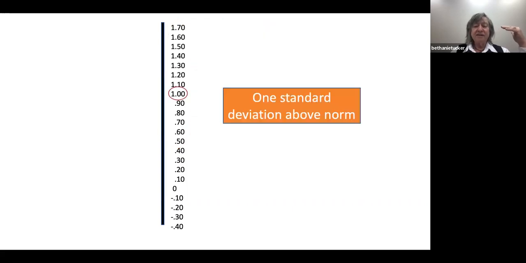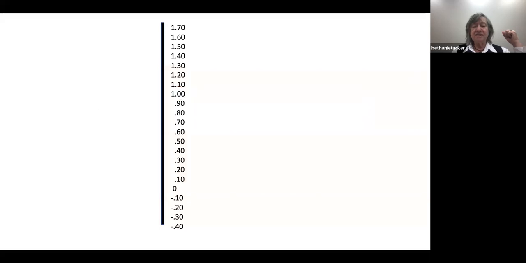for obvious reasons. And an effect size of 1 is one standard deviation above the norm, which means that a student can actually make two years' progress in one year when they are taught with strategies with this effect size.